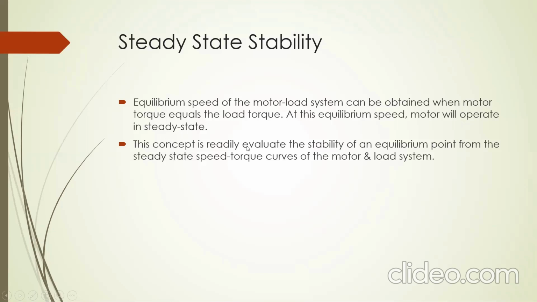This concept is used to readily evaluate the stability of an equilibrium point from the steady state speed torque curves of the motor and load system. Suppose we have the speed torque curve of the motor and also the speed torque curve of the load. From those curves we can evaluate whether the machine is working in equilibrium and whether the equilibrium point is stable or not.